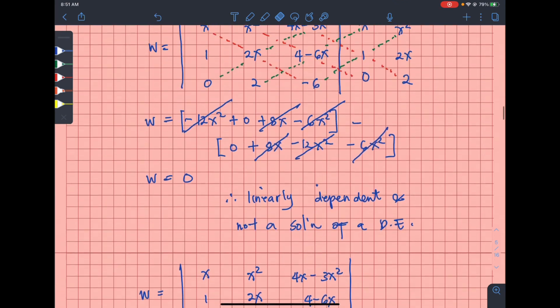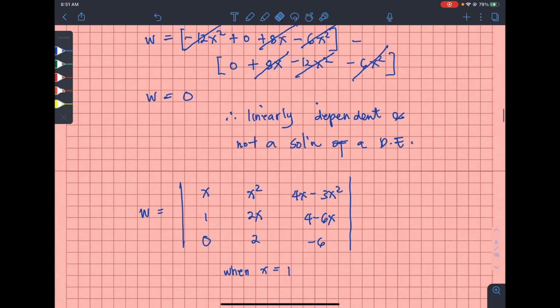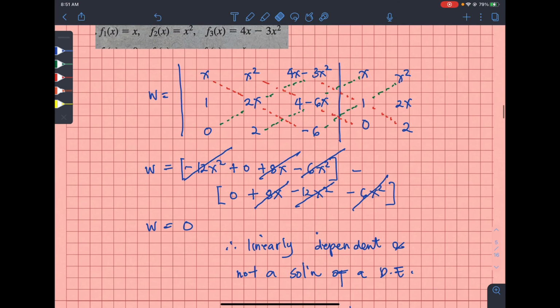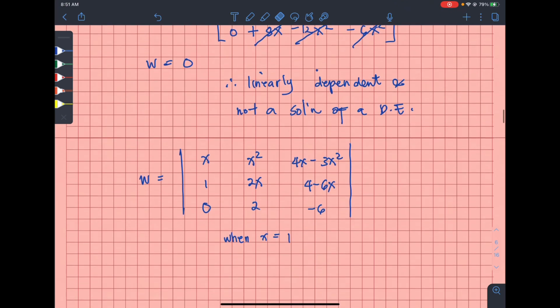We have an alternative method actually. I said the Wronskian method is very long, especially if the derivative is very long. That is the disadvantage of the Wronskian method: if the derivatives are long, our solution will be longer as well. So an alternative method is that we need to derive first.